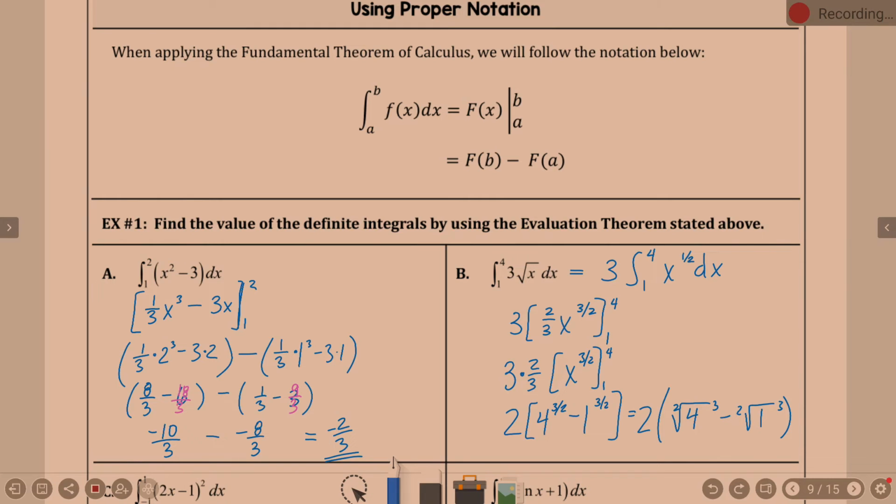I ran out of room. Square root of 4 is 2. 2 to the 3rd is 8. Square root of 1 is 1. 1 to the 3rd is 1. 1 to any power is 1. Yes? Okay. So we end up with a final answer of 14 eventually.